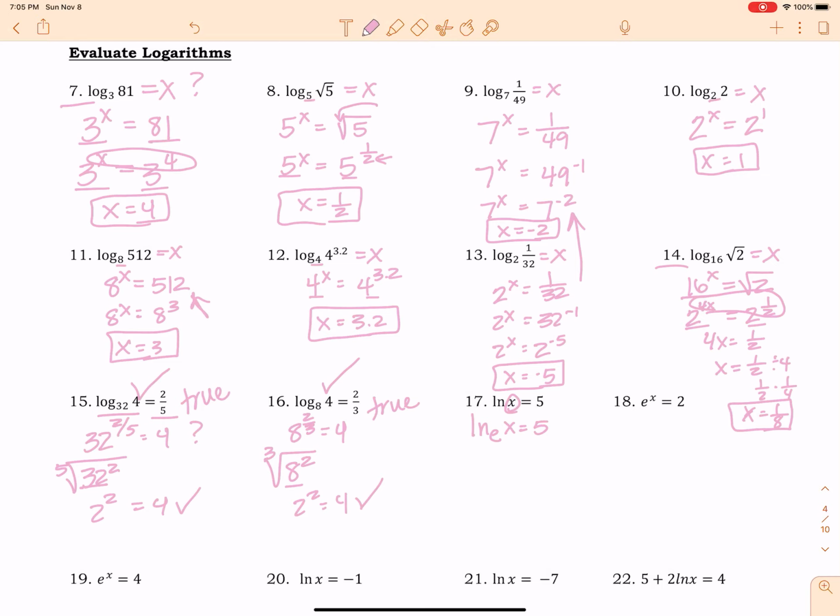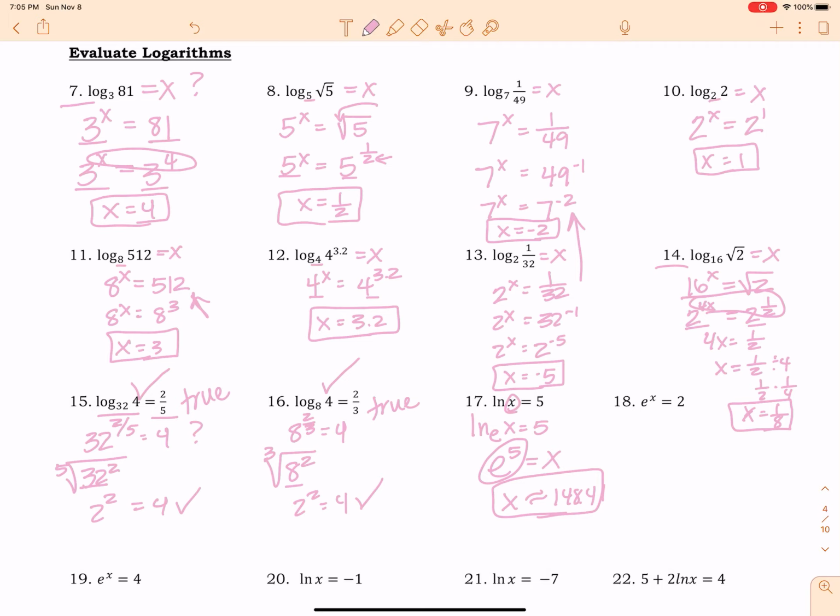So I'm going to write this in exponential form, just like I did the other problems. So I'm going to write this as e to the 5th equals x. And in our calculator, we can just type that in, and what we get is approximately 148.41.